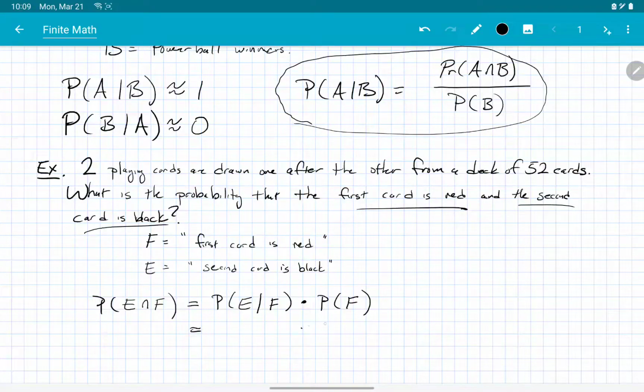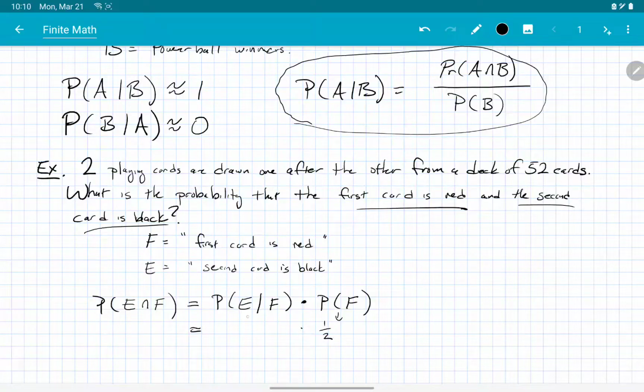What is the probability of the first card being red? This one here is 1/2, right? Because there's an equal number of red and black cards in a deck of cards. So that probability of the first card being red is easy to calculate. All the cards are there. The probability that a red card is on top is 1/2.